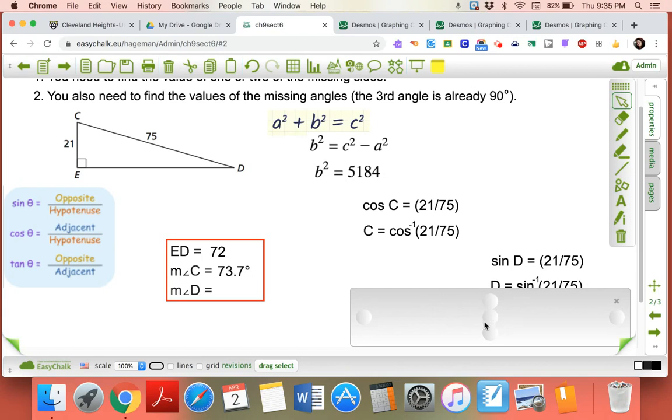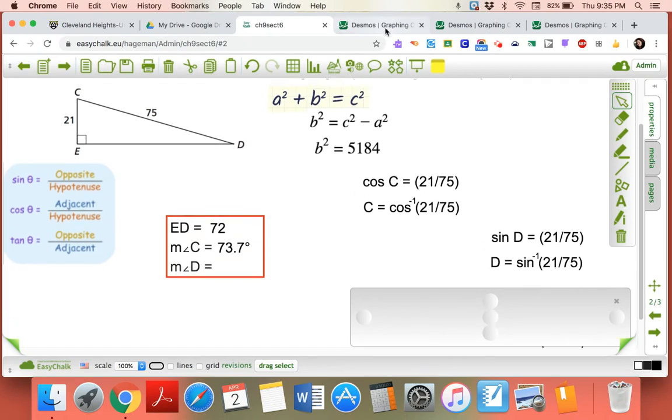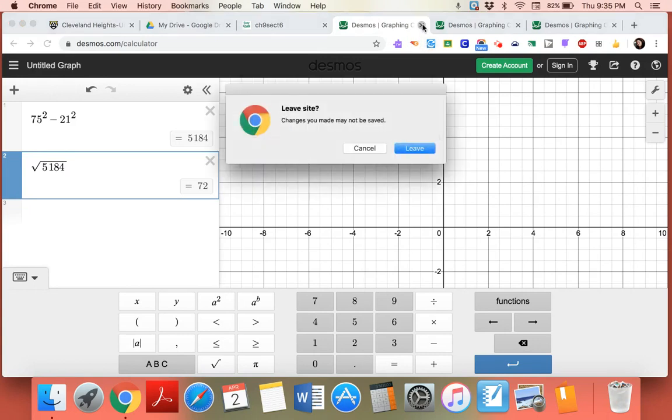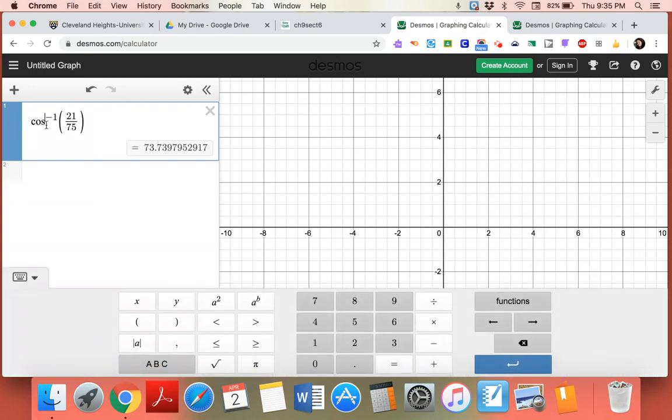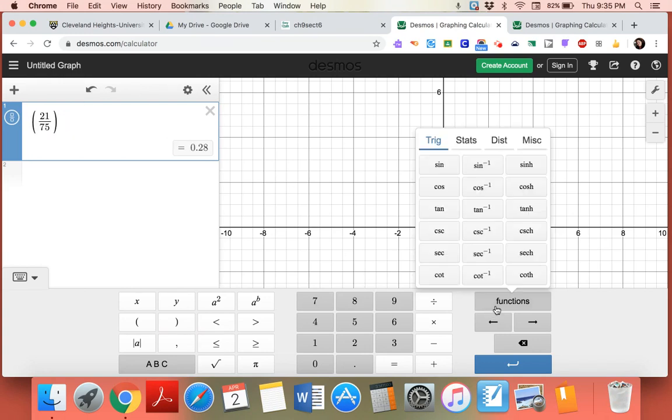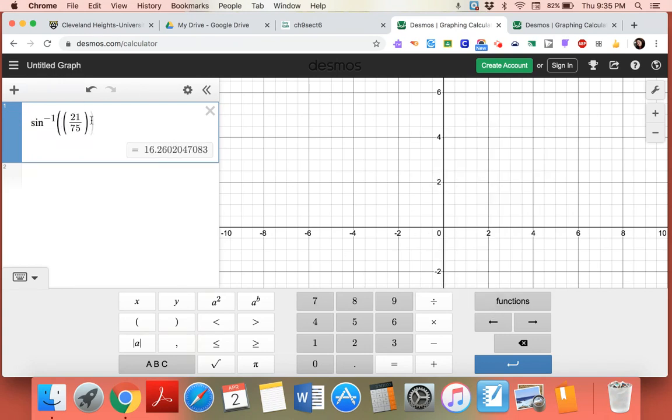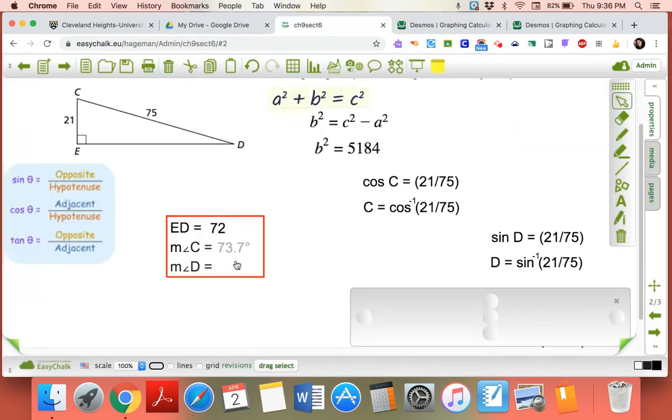And that's going to give you, go back to Desmos. We don't need that one anymore. I'm just going to switch this to SIN. And that got rid of that. So let's click the function again, inverse sine. Delete that. Sorry, guys. 21 over 75. And that's going to give you 16.3. You would also get that if you subtracted from 90, because 73.7 plus 16.3 is 90 degrees.